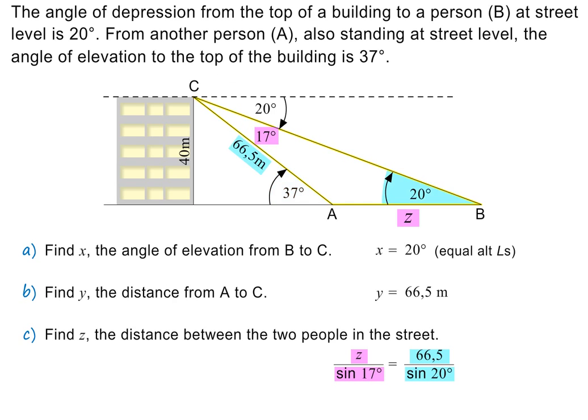We now have enough information to use the sine rule to find z. Please note that I write z on top on the left-hand side, because this is what we want to find. Next, we multiply both sides by sine 17 degrees to get z on its own on the left-hand side. We are now ready to use the calculator. Correct to one decimal place, z is equal to 56,8 meters. Please pause the lesson and check that you agree with my working.